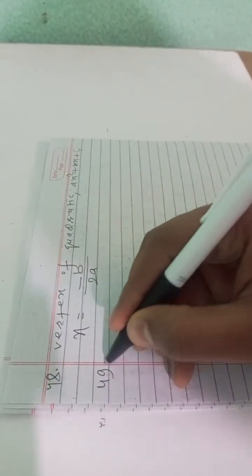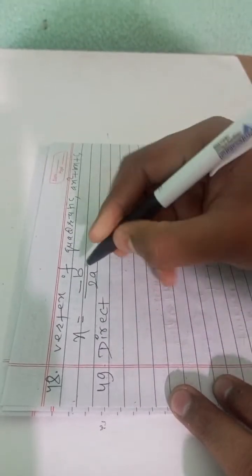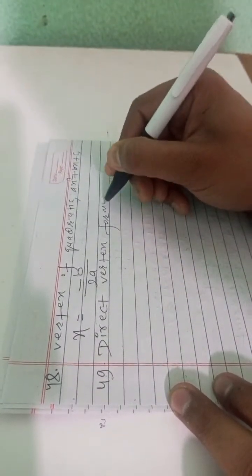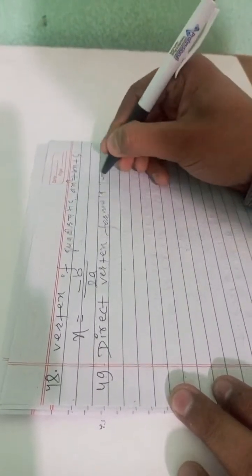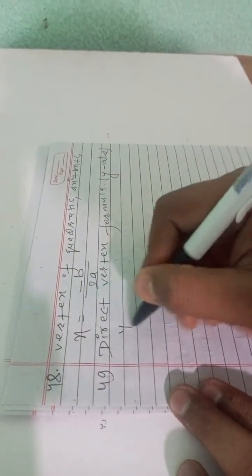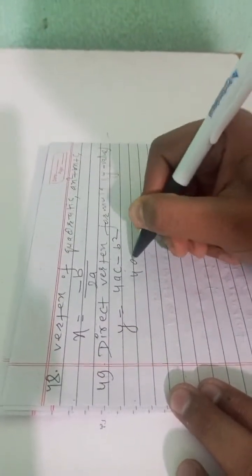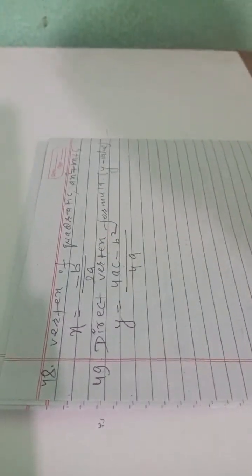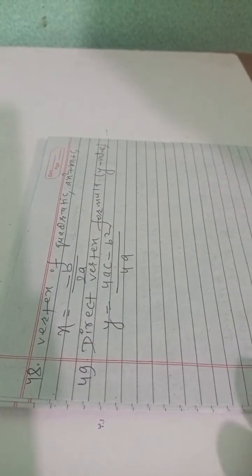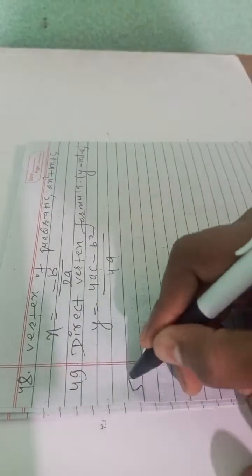Number 49 formula. This is a must formula, important: the direct vertex formula. To find the y value, y is equal to 4ac minus b square by 4a. This is the most important formula for vertex.